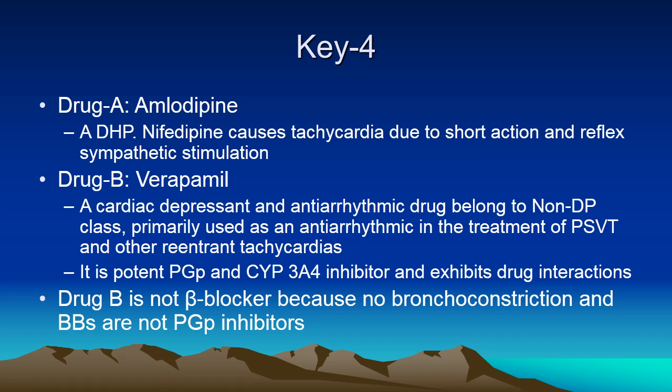It is a potent inhibitor of P-glycoprotein and of course CYP3A4, so it exhibits a number of drug interactions. Drug B is not a beta blocker because beta blockers cause bronchoconstriction and they are not P-glycoprotein inhibitors. So we can locate the drug. B drug can be verapamil, but B drug can be diltiazem also, but P-glycoprotein inhibition will not be there.